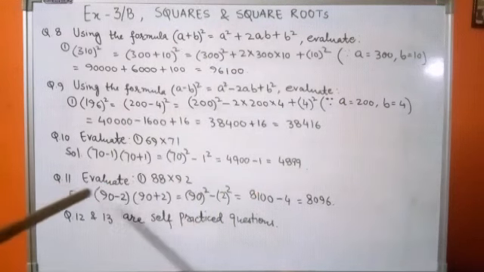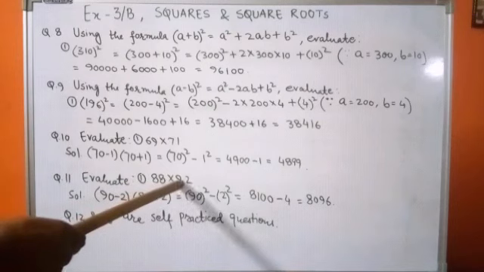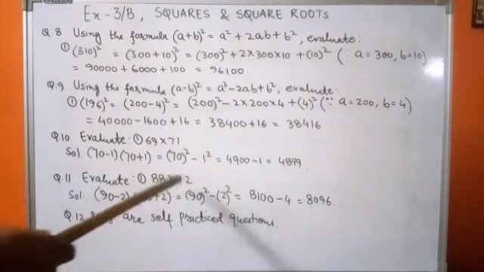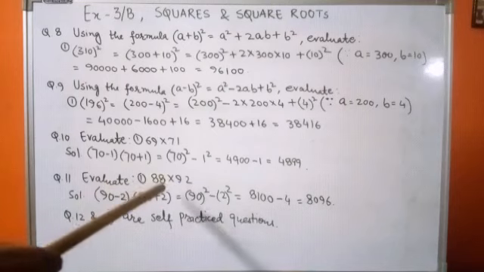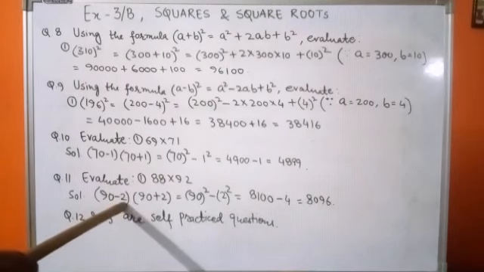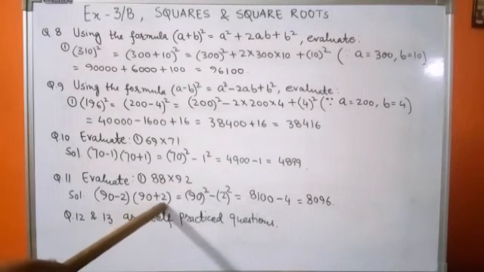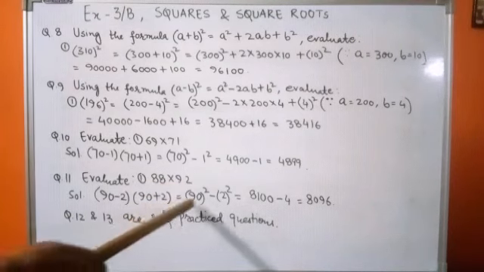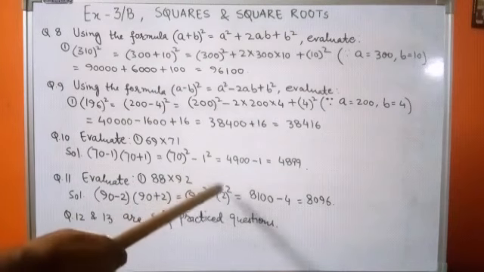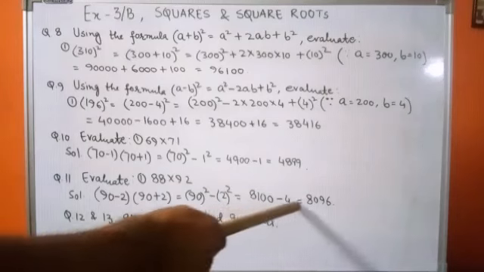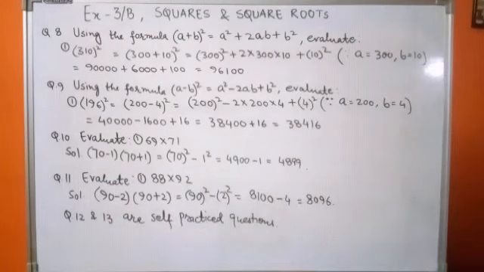Now for question number 11, we have to find out the value of 88 into 92. Again, we have to change them in a and b form, where 88 can be written as 90 minus 2 without changing its value, and 92 is always equal to 90 plus 2. Thereafter, 90 square, that is a square, minus 2 square, that is b square, is equal to 8,996.